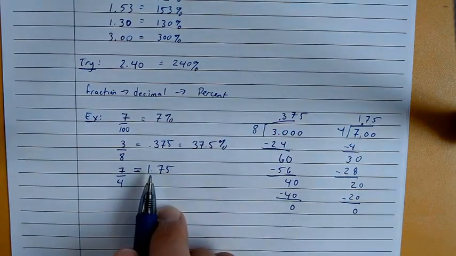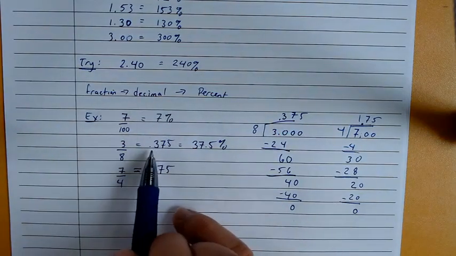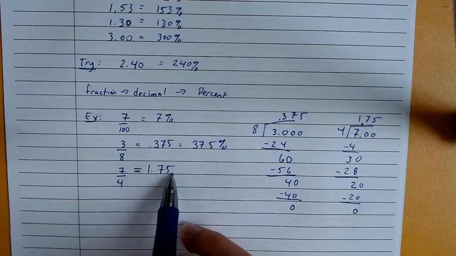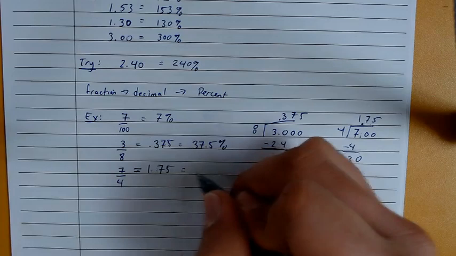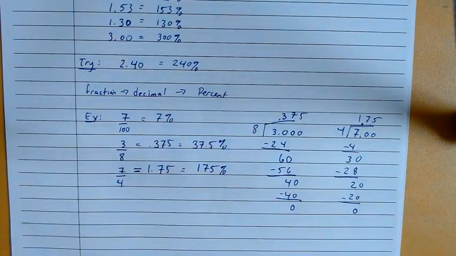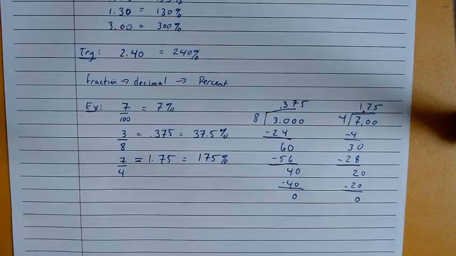So now, to convert this to a percent is a matter of just moving the decimal over. Take this decimal, move to the right 2 spaces, and that puts it all the way at the end, which gives us 175%. Right? So go ahead and give this a try.